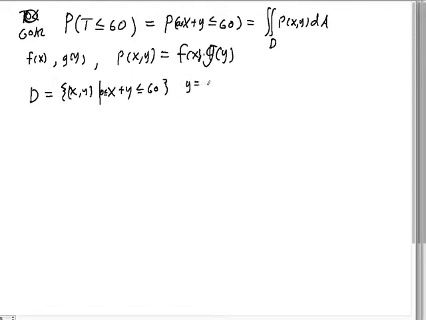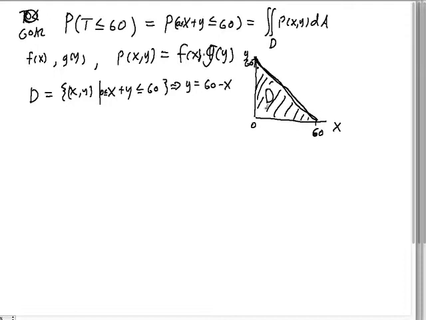This implies that y is equal to 60 minus x. So that's a linear equation. We can draw out what that looks like. At x equals 60, y is equal to 0. And when x is equal to 0, y is 60 as well. Here is the x-axis and here's the y-axis. We can draw a line going through it. So the region D is all the region below that line. Okay, so that's the region we want to integrate.